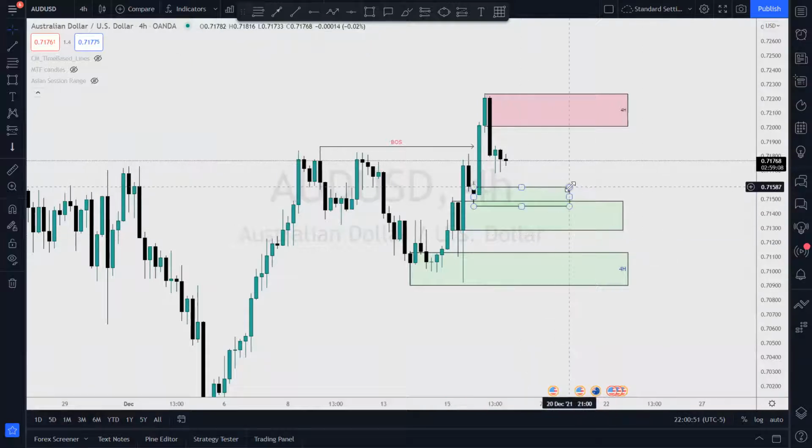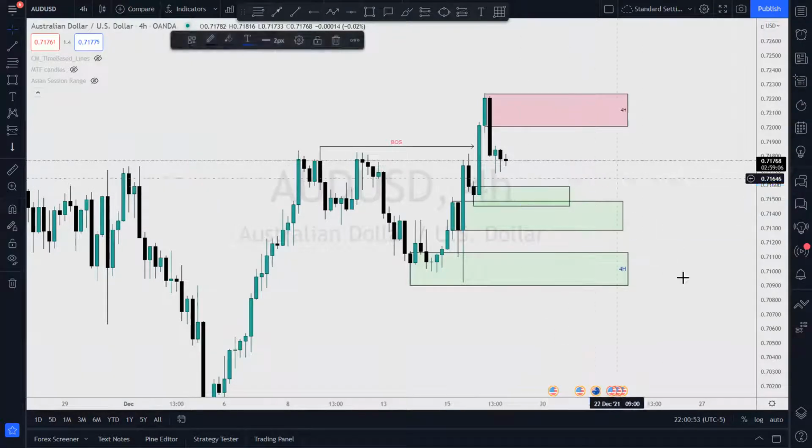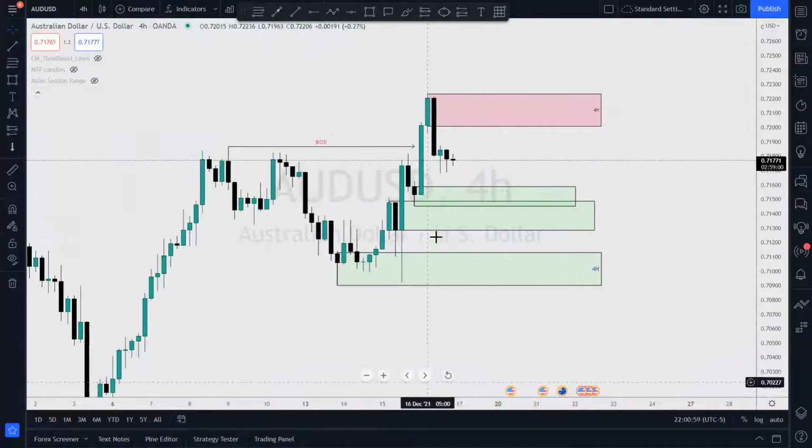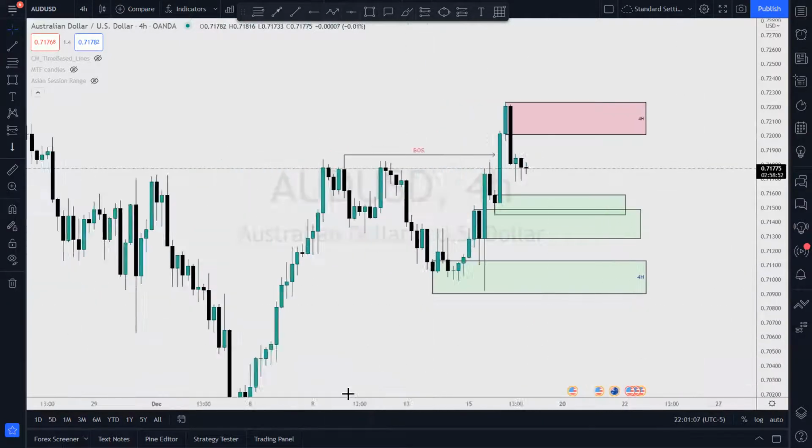I'm driving myself crazy with trying to be perfect. So I got these two. If price makes it through all those, I'm definitely looking at this bottom one for sure, because that is the origin. I think that's pretty good.